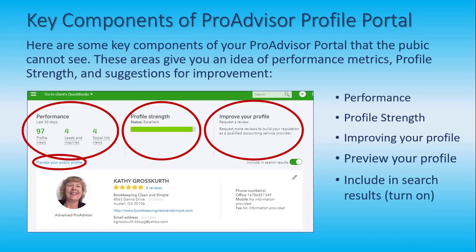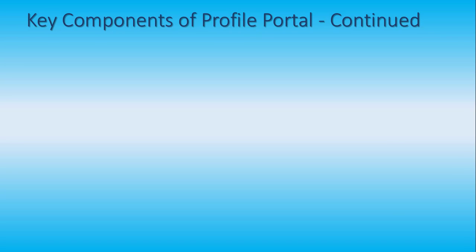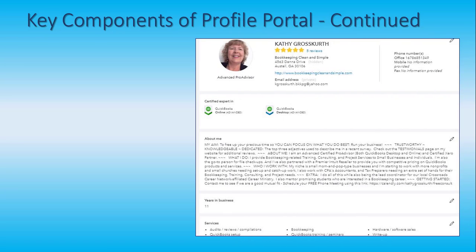You can also turn on and off this include in search results. If you want to get people contacting you, you probably need to go ahead and toggle that on if you haven't done so already. And also, it's real important to include a profile picture, which we'll talk about a little bit later, but chances are if you don't have a profile picture, you're probably not getting contacted. We're going to go ahead and continue on.